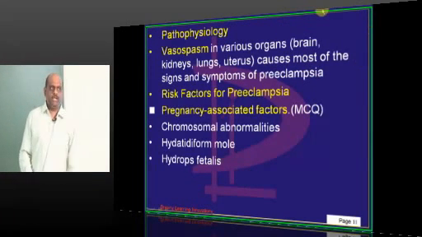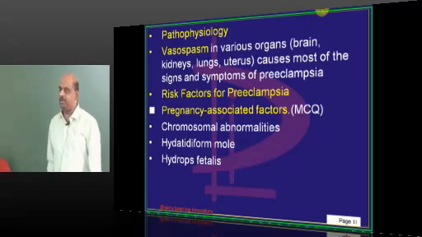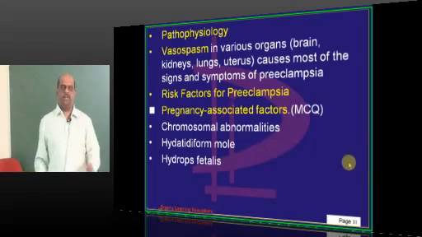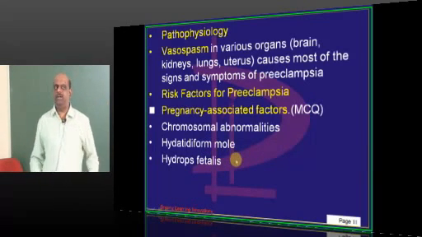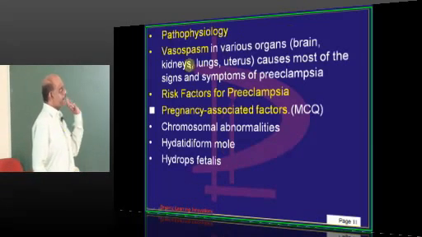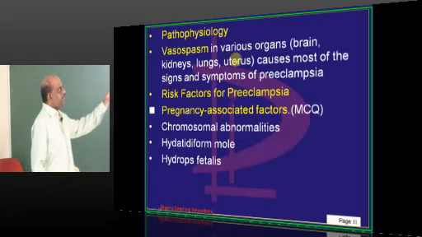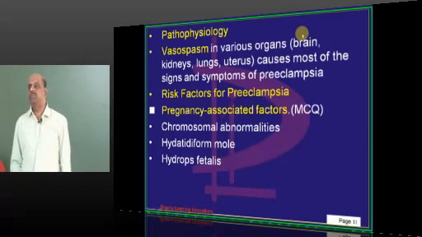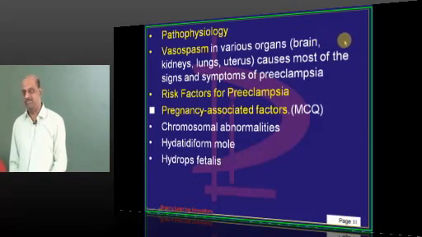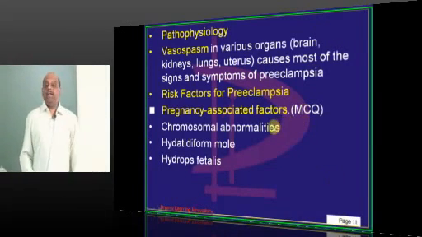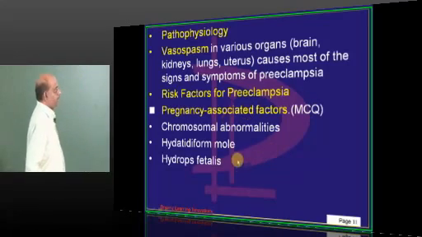So what is the pathophysiology of preeclampsia, doctor? Vasospasm. Why brain is involved, why kidneys are involved, why liver is involved, why SGOT, SGPT elevate, why there is a subcapsular edema in the liver? Because vasospasm to the kidneys, to the lungs, to the uterus and to the brain is the underlying cause. For which, what is the cause? We don't know. I mean, it is still idiopathic. So what are the risk factors for the development of preeclampsia?